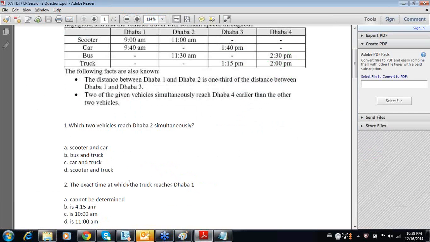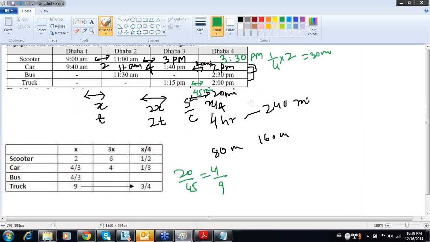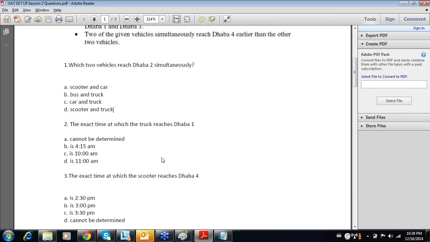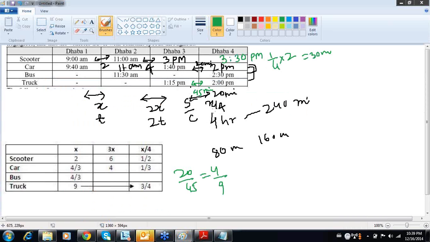First question, what is it? Which two vehicles reach dhaba 2 simultaneously? They are car and truck. We'll go ahead and mark option C, car and truck. Okay. Now, exact time at which truck reaches dhaba 1. Truck reaches dhaba 1.